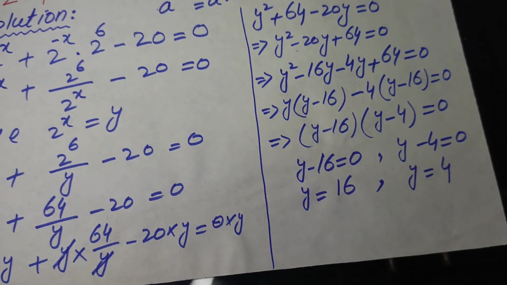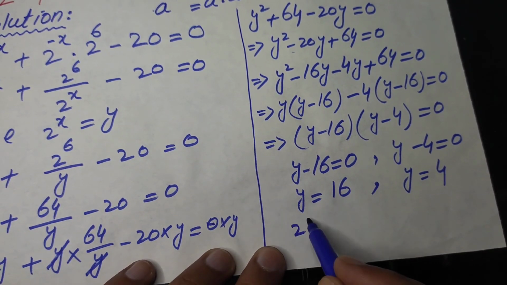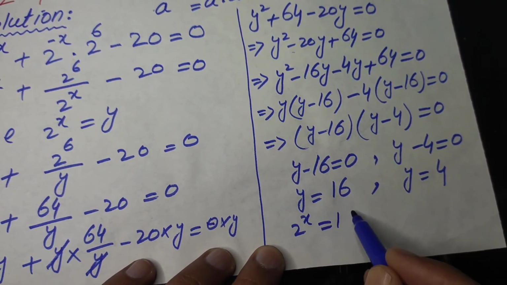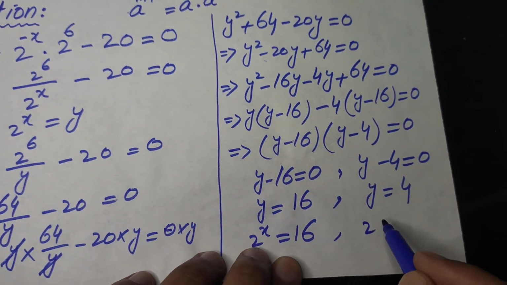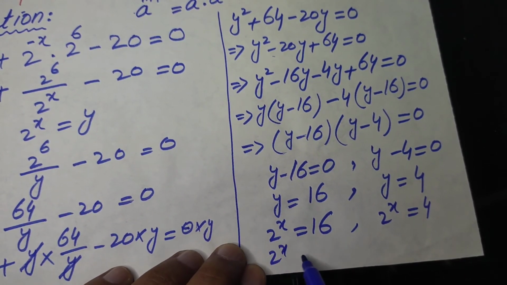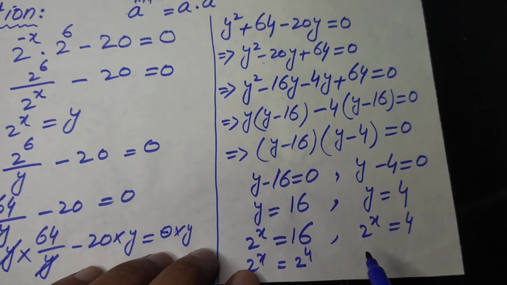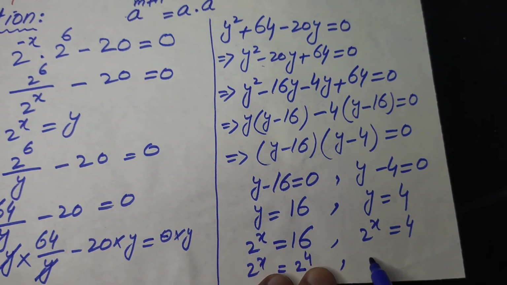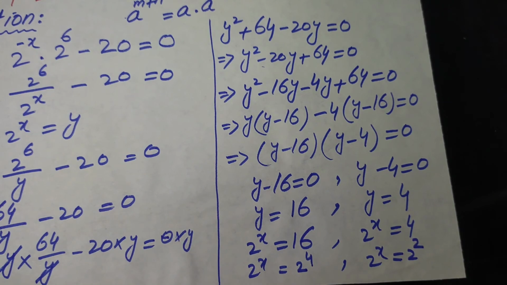And after that we back substitute the value of y, and the value of y is 2 to the power of x is equal to 16, and here we obtain 2 to the power of x is equal to 4. We know that 2 to the power of x is equal to 16, and we write 16 as 2 to the power of 4, and we write 4 as 2 to the power of 2.